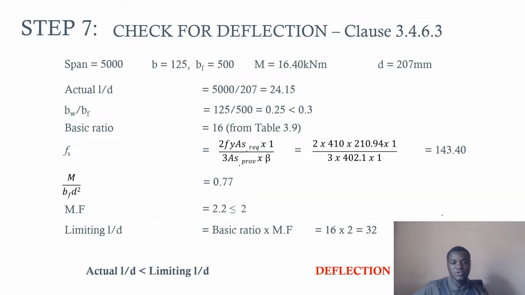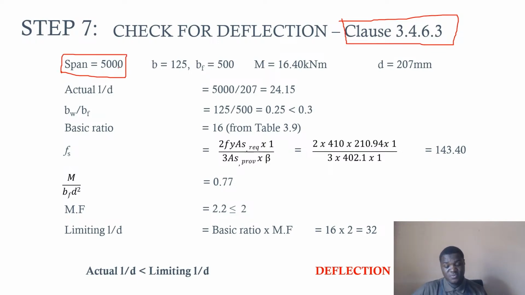So to check for deflection, we are still making use of BS 8110, and the clause here is 3.4.6.3 to check for deflection. So we need to establish the span of the rib beam. The span is 5 meters, which is 5,000 if you convert it to millimeters. And then your BW, the width of your rib beam, is 125. BF, you know, it's a flange beam. We are designing it like a T-beam. So BF is 500. You establish your moment. We know how we calculate this. And then your D is 207.